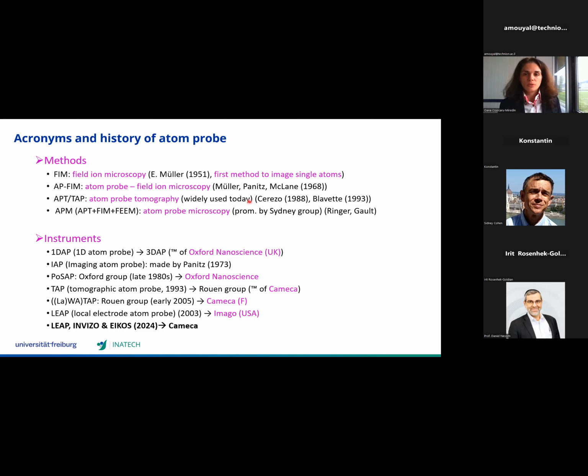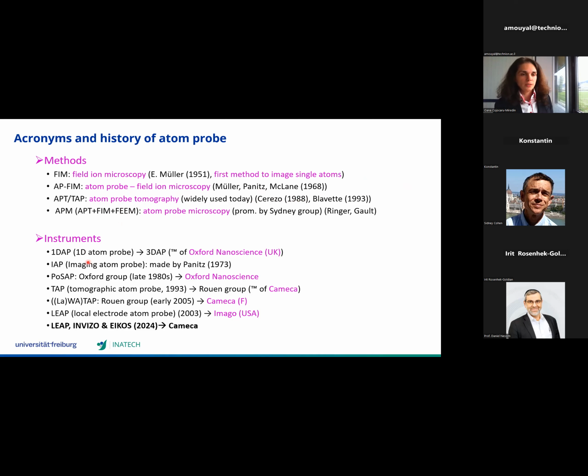This is how it was called in 1988, and later in 1993, atom probe tomography. So this is the widely used acronym worldwide. There was also an attempt by the Sydney group to call this technique atom probe microscopy. But of course, atom probe tomography is really the widely used terminology.